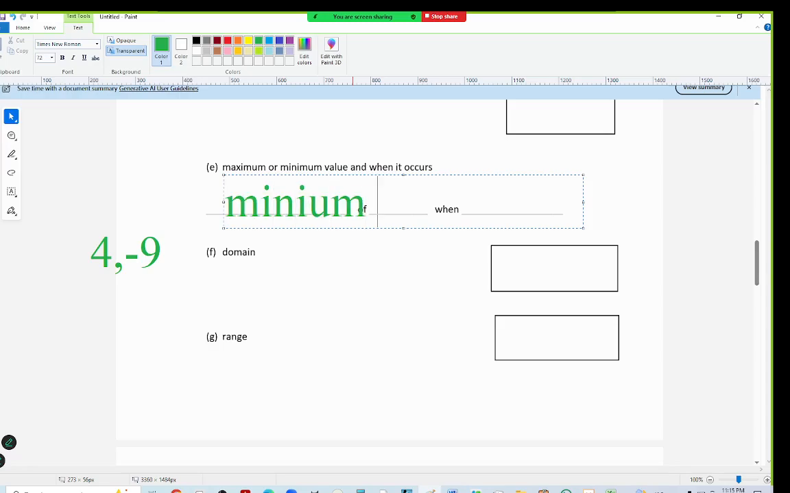And then he said, we know the y value is minus 9, and we know it occurs when x is 4. So that's all he's saying. He's telling you essentially the vertex.